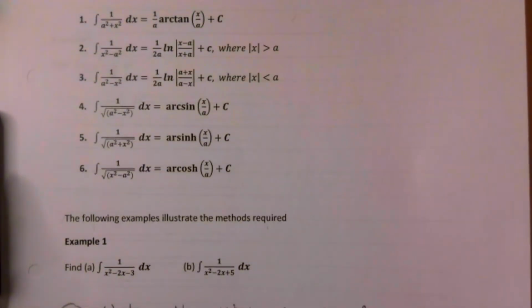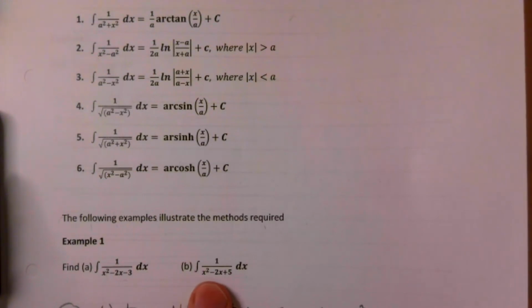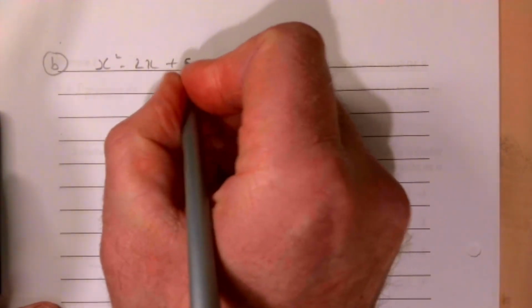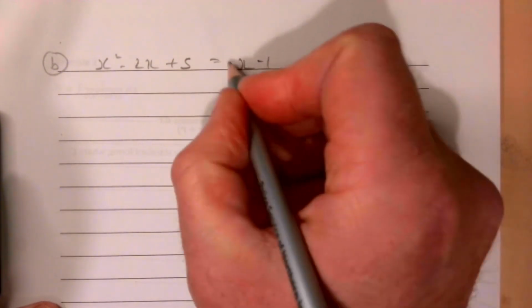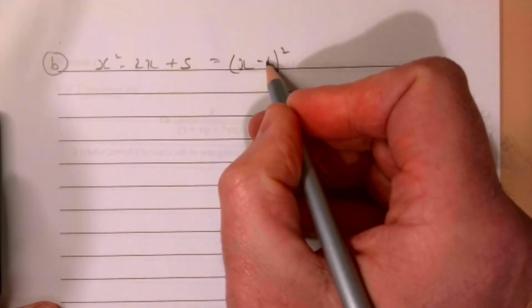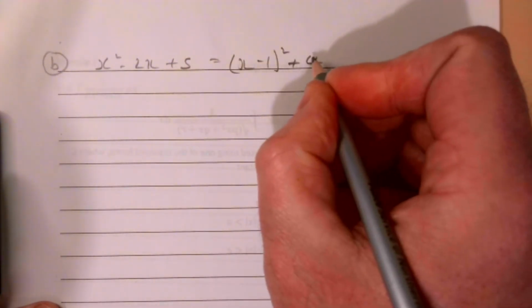Part B then is reasonably similar, so it's the integral of x squared minus 2x plus 5. So again, we're going to complete the square there. I'm going to do it just over the page there with plenty of space. So x squared minus 2x plus 5 we can write as x, so I half the minus 2, as you remember, so it's x minus 1 all squared. That gives me a 1 that I don't want, so I subtract 1 and I add 5 then, so it's going to be plus 4.